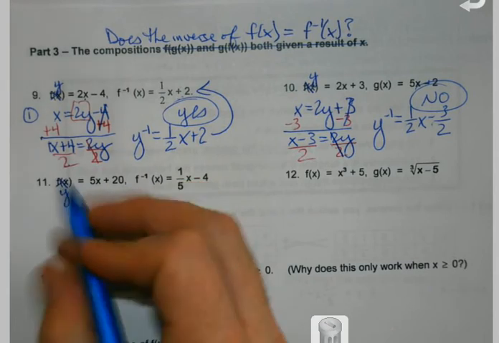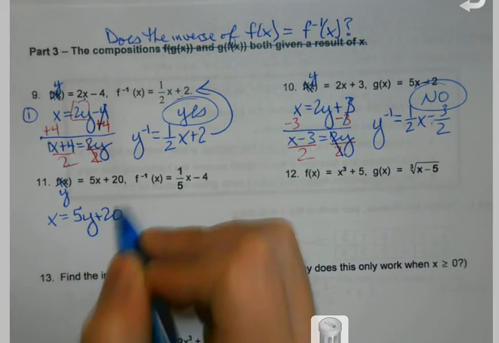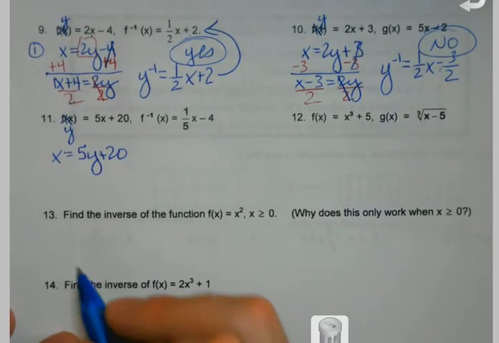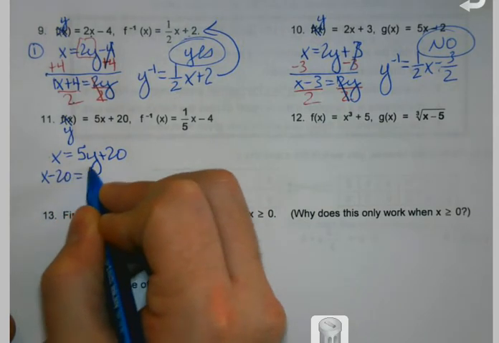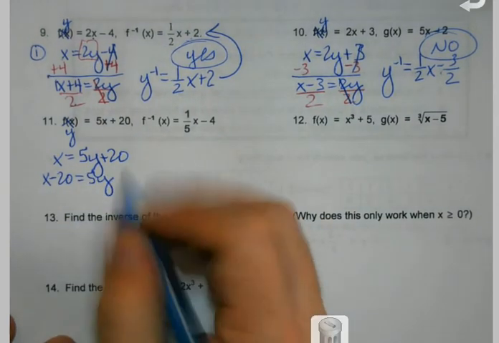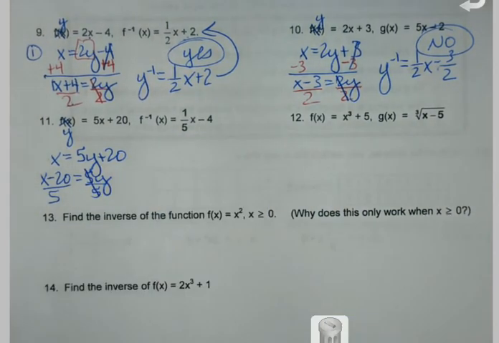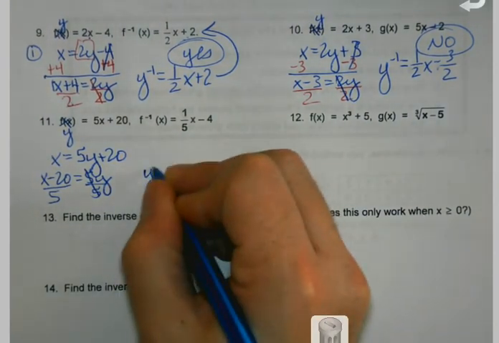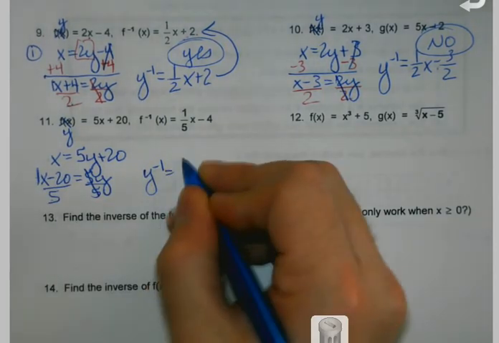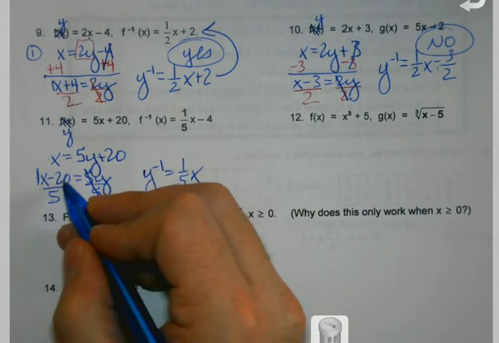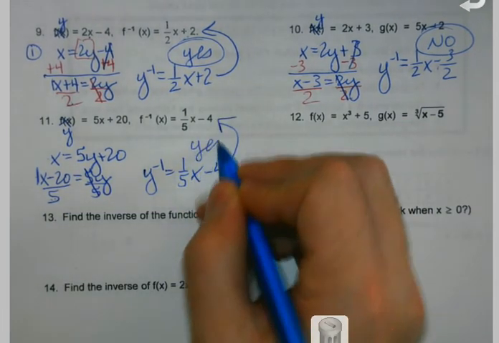But we always want to make sure. I'll minus my 20 over. And then divide by 5. And again, sometimes they may stay in this form, but if they break them up, we have to be able to break them up. Put a 1 here in front of my x. So 1 over 5x, and negative 20 divided by 5 is negative 4. Those guys are the same. We're good.